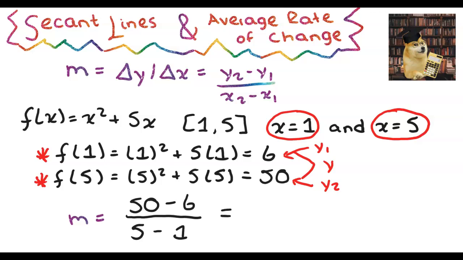50 minus 6. What is it, my friends? I want to hear you out loud. Yes, it is 44. And 44 divided by the denominator, which is 5 minus 1, becomes 4. And this is easily solved. 44 divided by 4 is 11, my friends. So that's how we reach the slope, the answer, and the average rate of change.